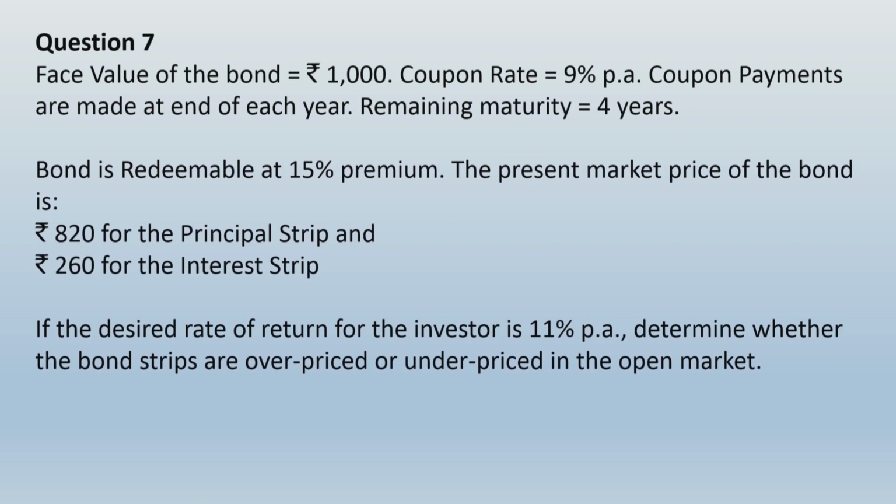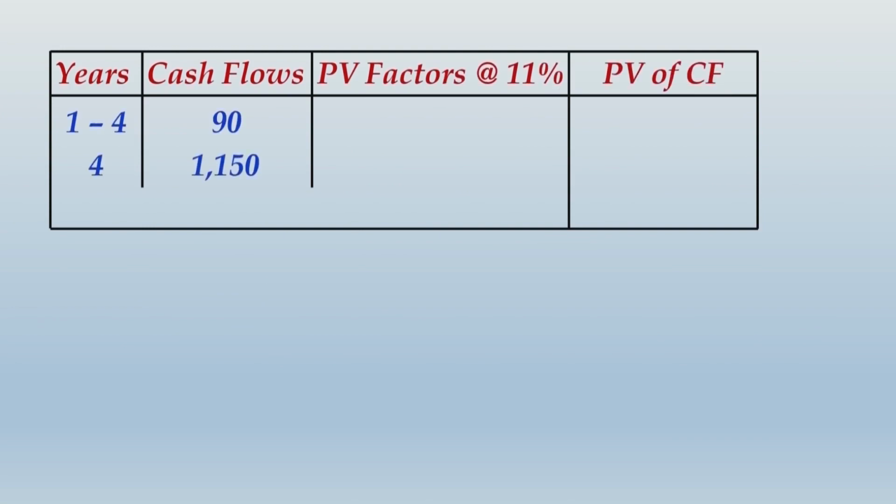Now friends, this is going to be very simple. You just have to find the present value of future cash flows. Instead of taking the aggregate of the two, you may individually compare the present value of interest strip and principal strip with their respective market prices. So let us see how to present the solution. You would simply work out the present values of the cash flows exactly the same way as we work out the intrinsic value of any ordinary bond.